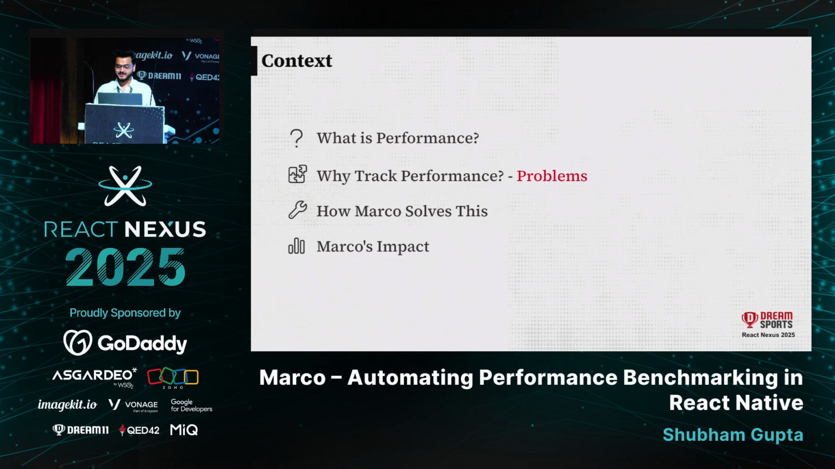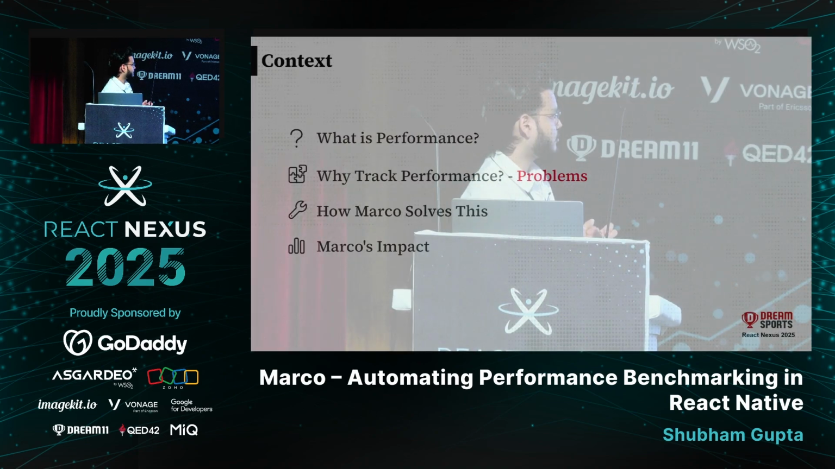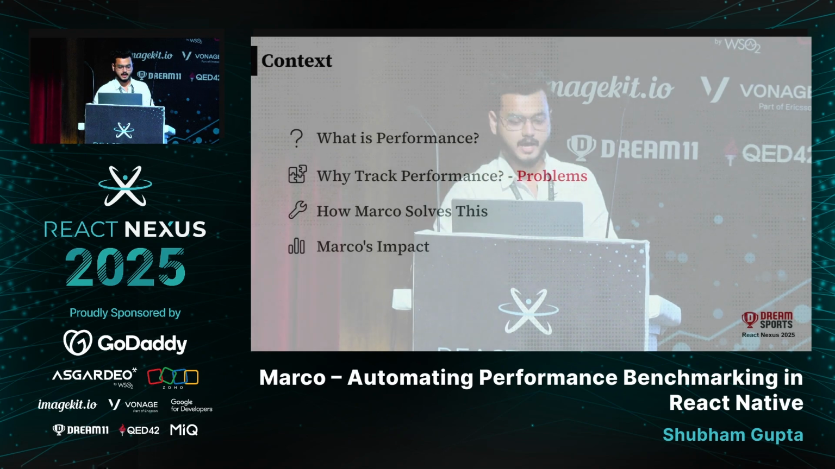Okay. So now let me set the context for the next few minutes. We will be discussing around 4 key things. Firstly, we will see what performance really means. Then we will see why tracking performance in an app is important and why it is often hard to track those problems very accurately. Here we will discuss different problems, and then we will see how a tool called Marco that we built internally solves these specific problems. And lastly, we will see the impact of this tool in Dream 11 and in the community itself.